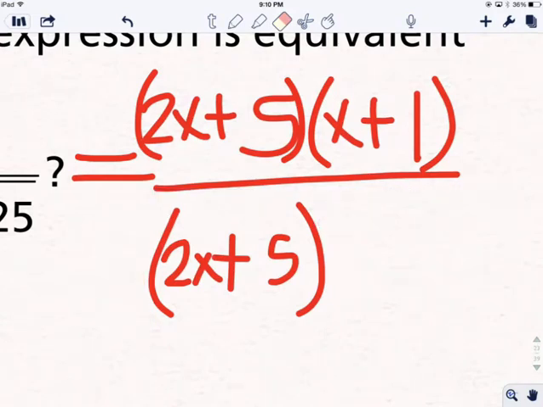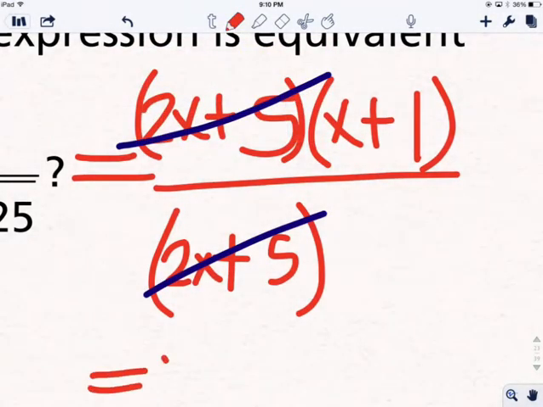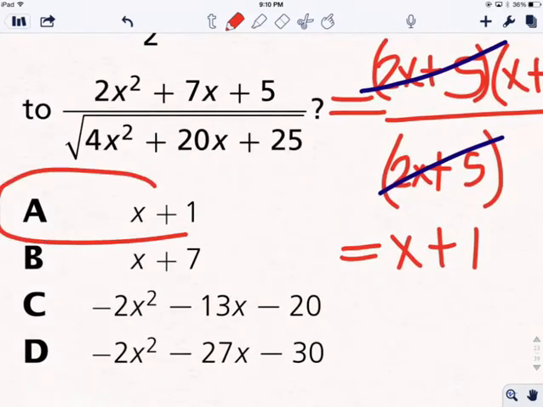So that's what we're left with. So we have successfully factored. We've successfully gotten rid of the radical. Last step, cancel. So the only thing that's left over is x plus 1, which is answer choice A.